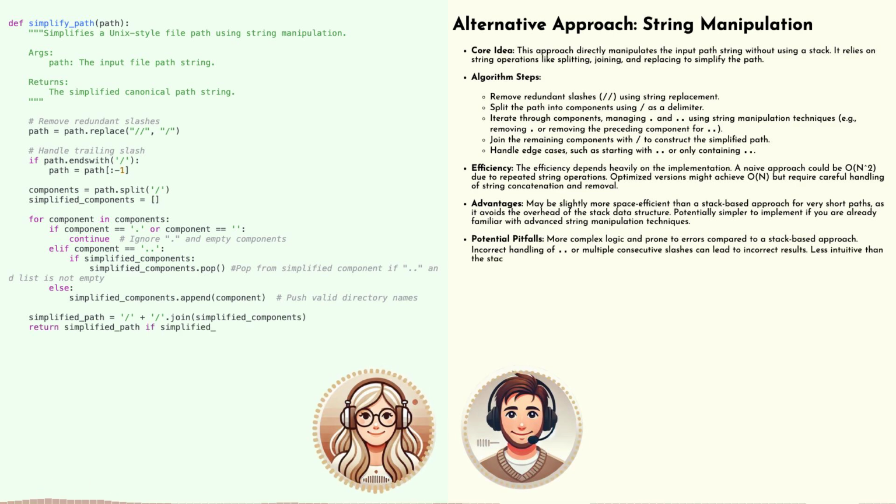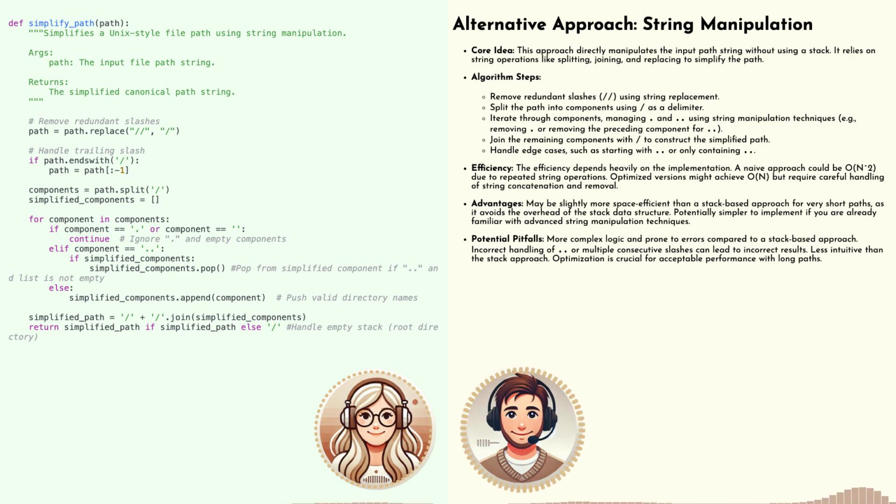What if instead of using a stack, we work directly with the file path string, manipulating it character by character? So no more pushing and popping. We'd be slicing and dicing the path string using string operations. Exactly. It'd be like we're taking the path apart and putting it back together in a simplified form. Okay, so we're getting rid of the stack. But how would we actually simplify those components without the stack to keep track of everything?